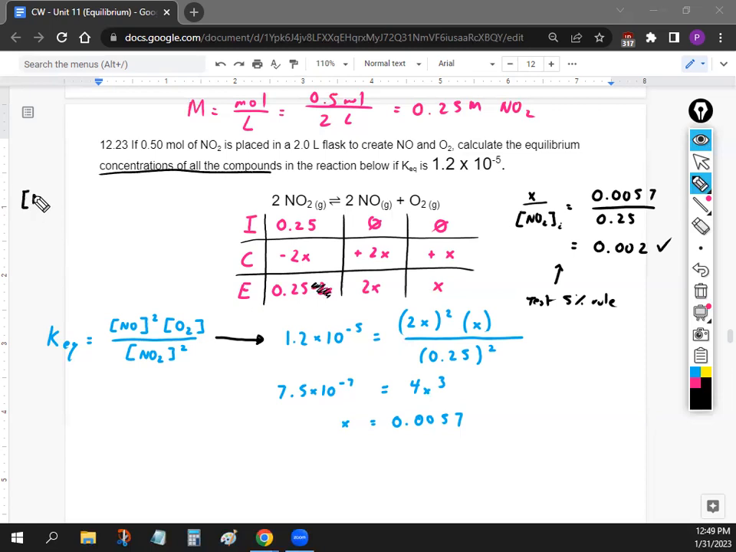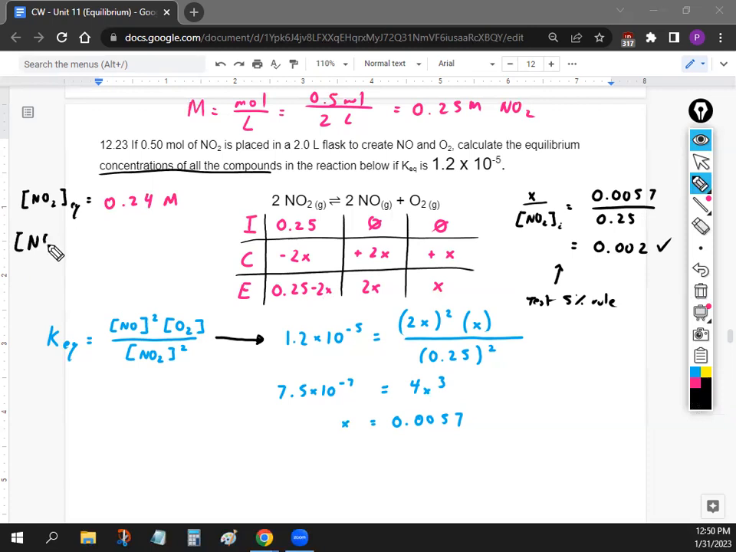So the concentration of NO2 at equilibrium. Now I know that we use the 5% rule to ignore it, but we don't want to write just 0.25. We do want to show that there is a change. So you just plug it in for x. So 0.25 minus 2 times this value. And so for nitrogen dioxide, I got around 0.24 molarity. As long as you got something close to that, you should be fine.